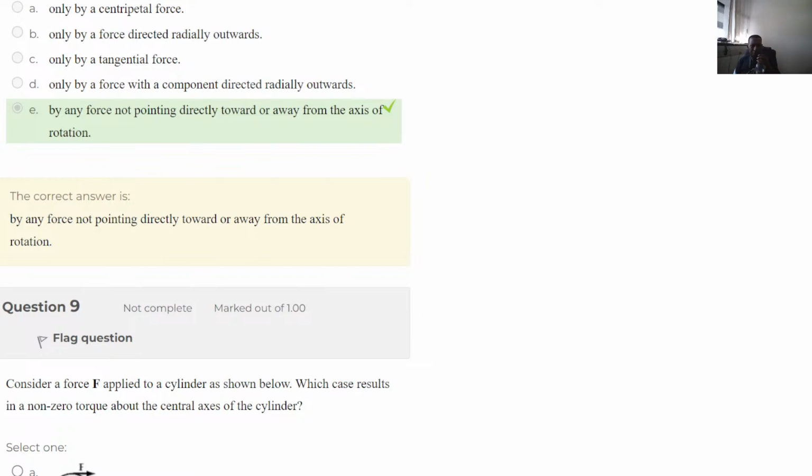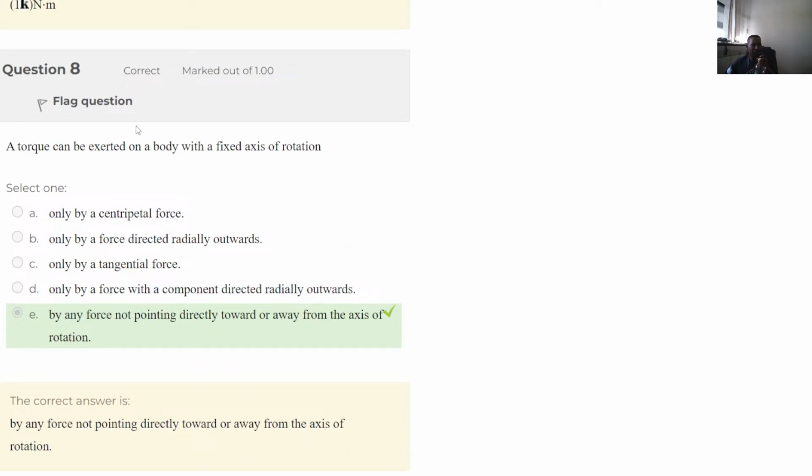Are you happy with the definition of the torque that I just went through about question number 8? Thumb up, thumb down. Or you say yes, means yes, it's okay. If you say no, I'll repeat. Are you right there?